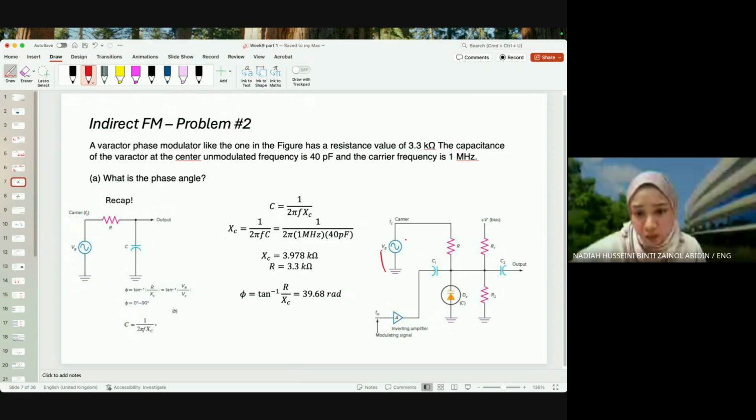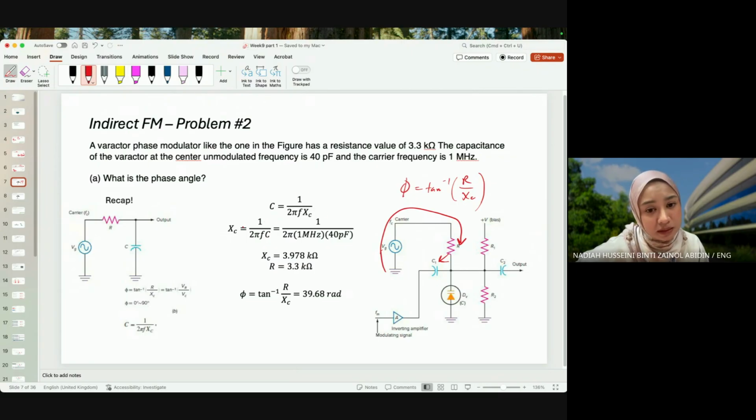Again, look where the source starts. You are meeting the R and then the C. Therefore your phi will be inverse tangent R over XC. You cannot divide by C, you have to change it to XC. So how do you change it to XC? This is the equation: XC is equal to 1 over 2 pi f C. We're just going to flip it because we have the C, we don't have the XC. We have the F, which will be at the resonant frequency. What is the resonant frequency? Resonant frequency will be FC.